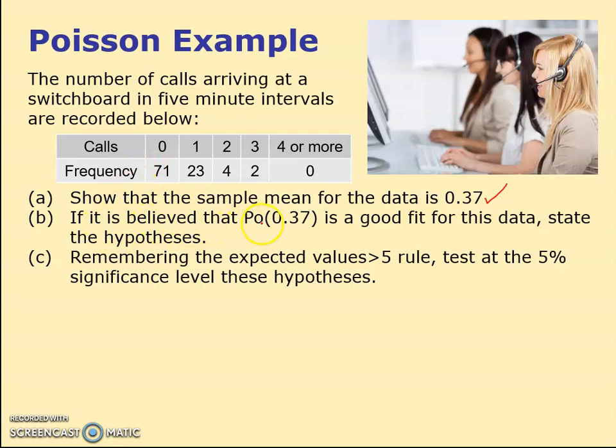It is believed that the Poisson distribution is a good fit. Okay, so they're saying X is Poisson, 0.37, and it's a good fit for this data. So if this is the observed data, we now have to work out the expected data, and we're going to have to do that using this Poisson distribution. We're going to have to work out the probability that X equals 0, for instance, the probability that X equals 1, the probability that X equals 2, the probability that X equals 3. And although we got 4 or more, we got none, I suppose we're going to have to do the probability that X is greater than or equal to 4.